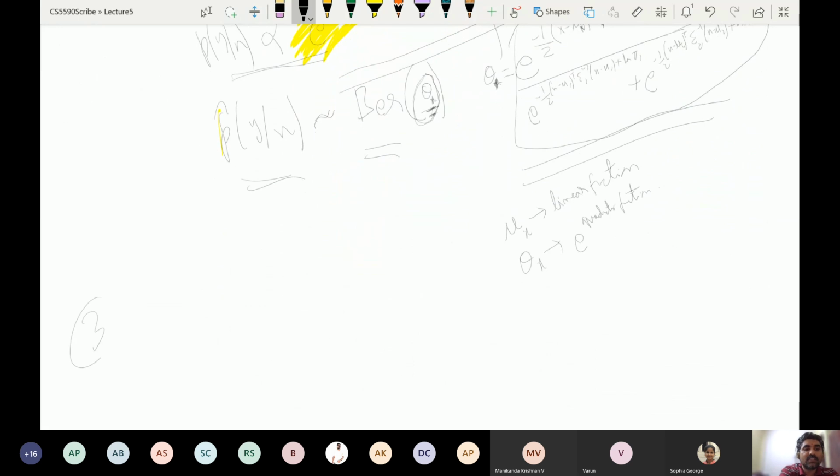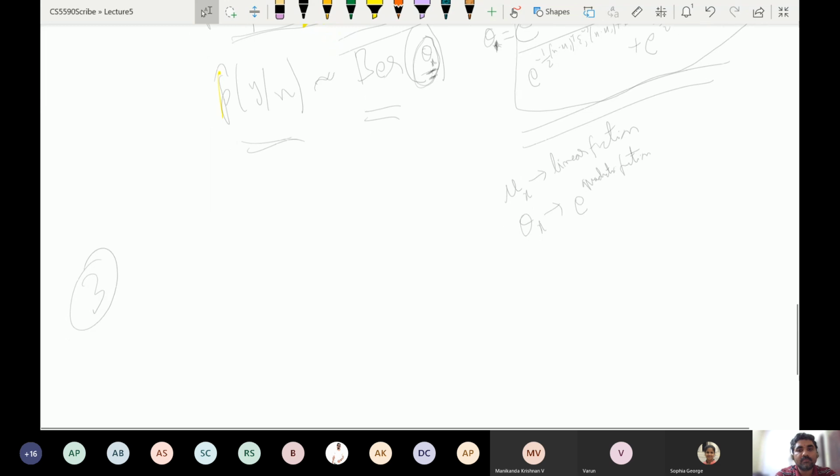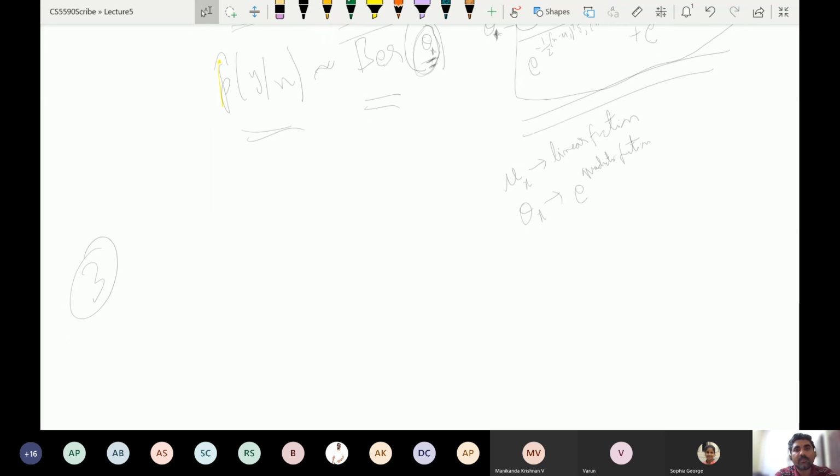Okay, so now what is the third step in generative modeling? Third step, please. Yeah, regression, but in this case, for classification, what is it?